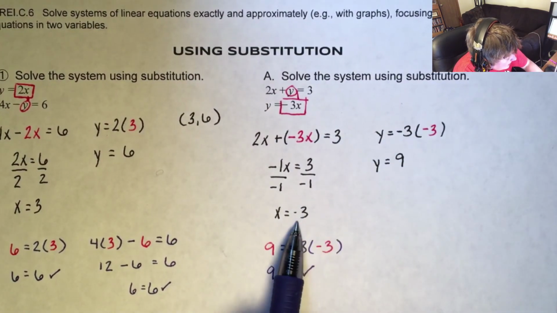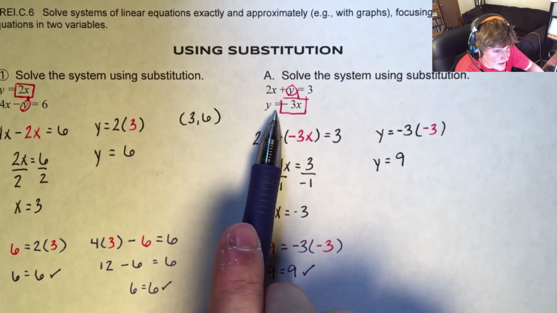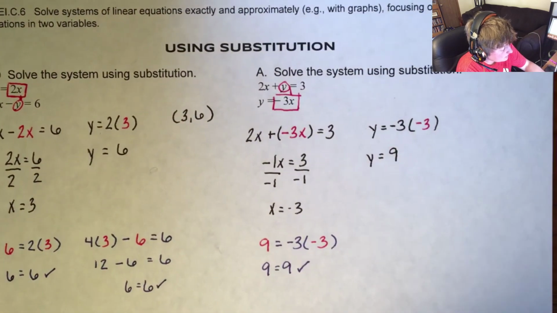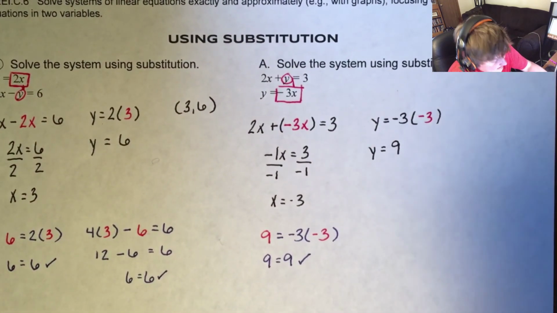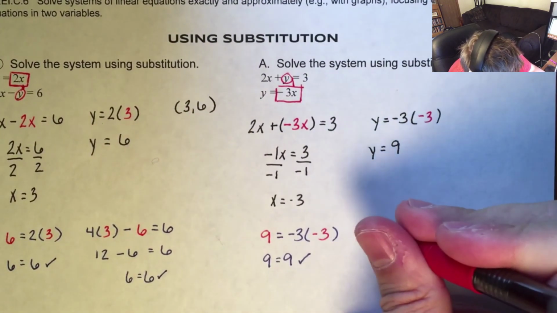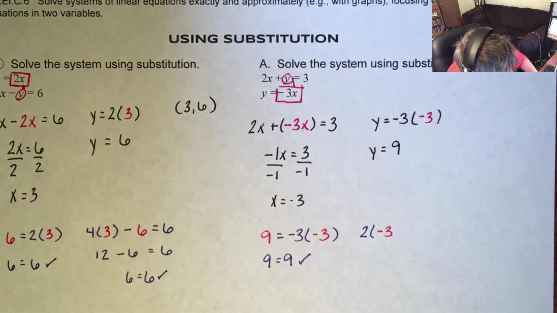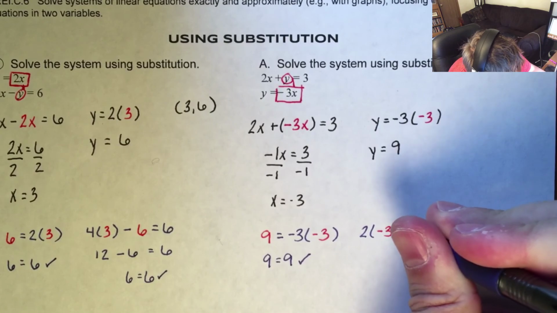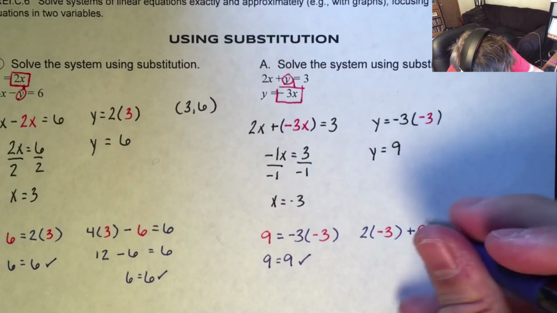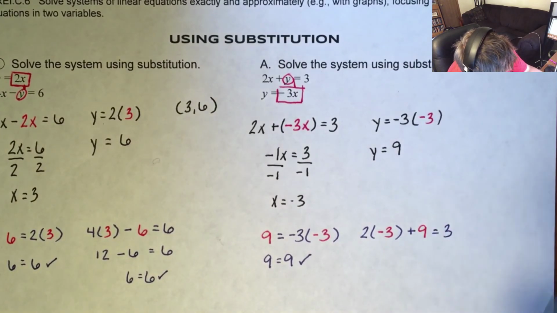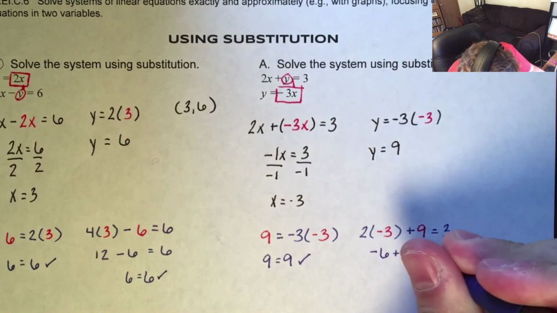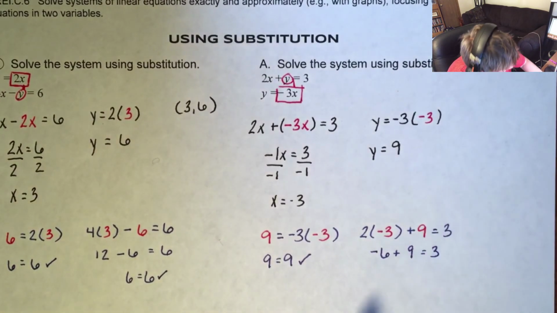The ordered pair negative 3, 9 is a solution to the bottom equation, but it's not a solution to the system until we know it's a solution to both. It has to be a solution to both. Okay, so let's go ahead and test the other one out. So I'm going to have 2 times x, which is negative 3, plus y, which is 9, and that is going to be equal to 3. Okay, 2 times negative 3 is negative 6, and then I have negative 6 plus 9.